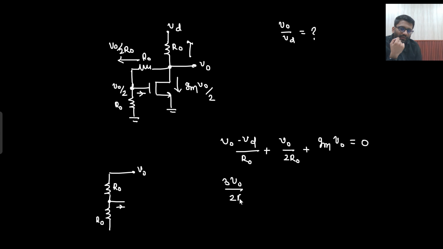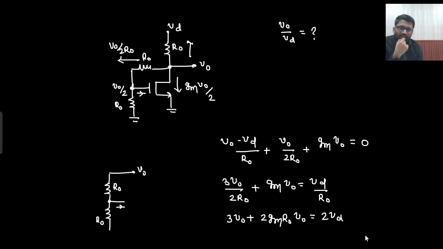3 V naught by 2 R naught plus gm V naught is equal to VD by R naught. Right? So what we are getting? 3 V naught plus 2 gm R naught into V naught is equal to 2 VD. So V naught by VD is 2 upon 3 plus 2 gm R naught. Whatever we are getting, this is the answer.